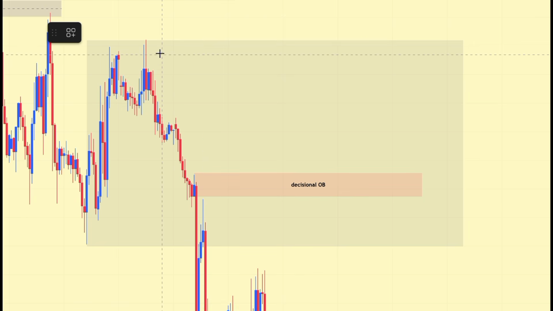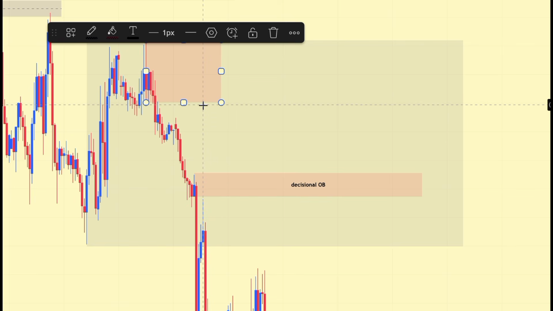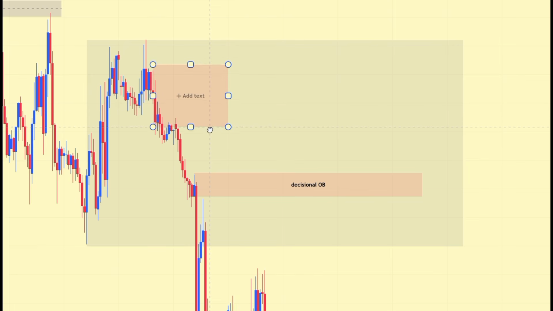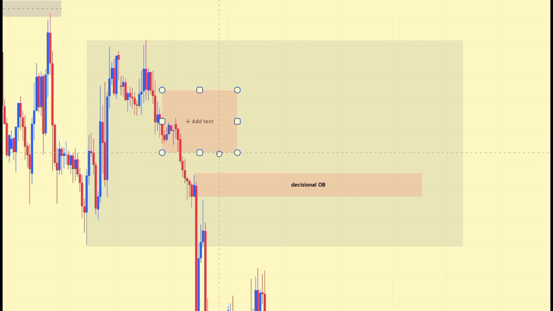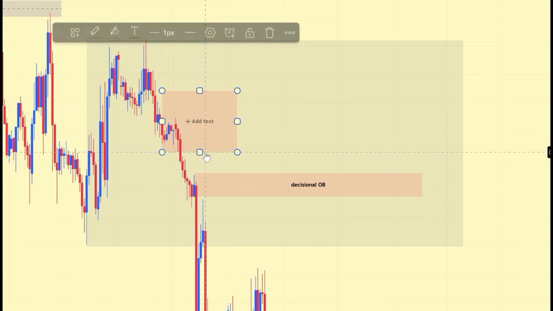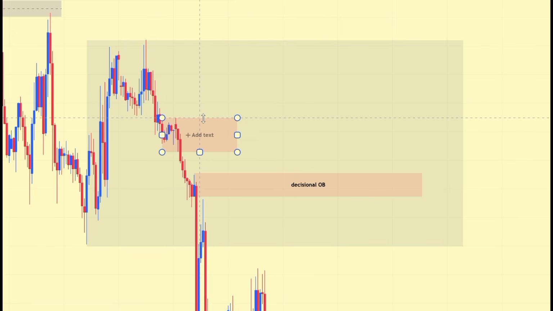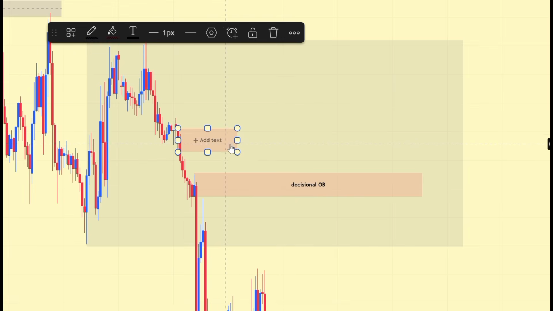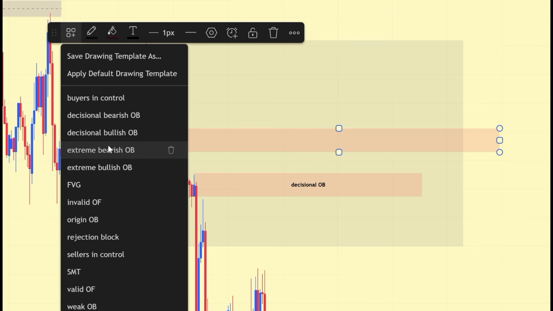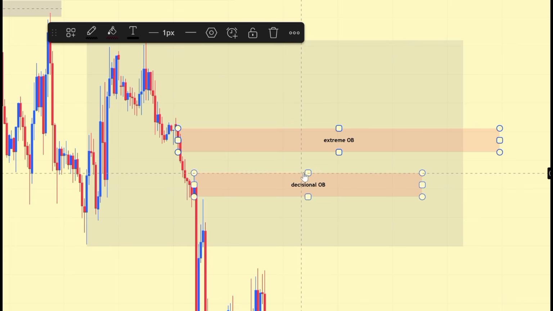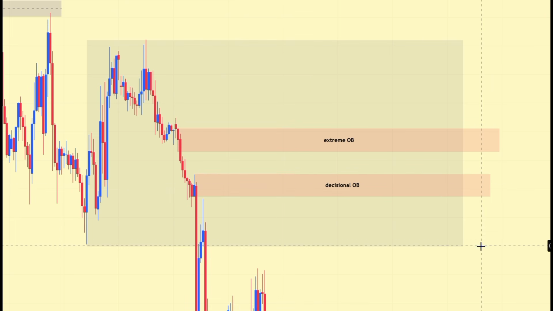So in that case, starting from this high, we can clearly see this candle is not yet associated with a fair value gap. So I'll be continuing to shift until this candle, so this is the candle associated with a fair value gap. So exactly right here, that is, of course, our extreme order block. Okay, so now we have it, our extreme bearish order block, and of course our decisional order block.